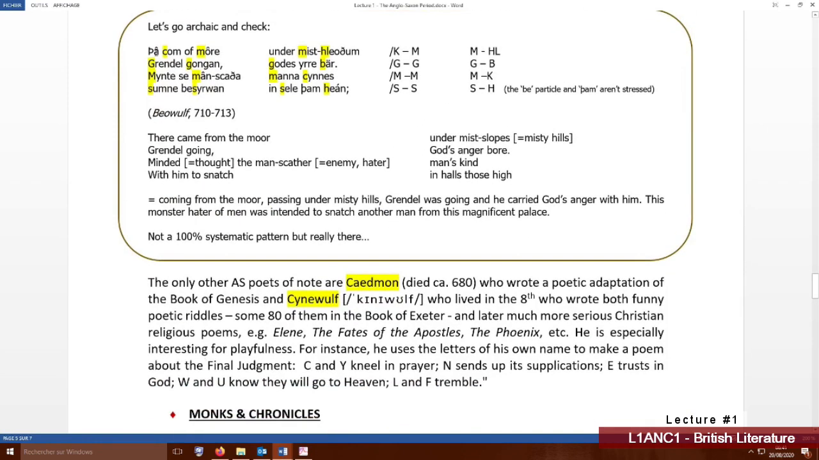As I said, you can pick up a few words. "Tha kom of moor," there came from the moor. "Grendel gongen," Grendel going. "God's ear bear," God's anger bore, you see. But in order to get the real meaning, you have to translate. Coming from the moor, passing under misty hills, Grendel was going, and he carried God's anger with him. This monster, hater of men, was intended to snatch another man from this magnificent palace.